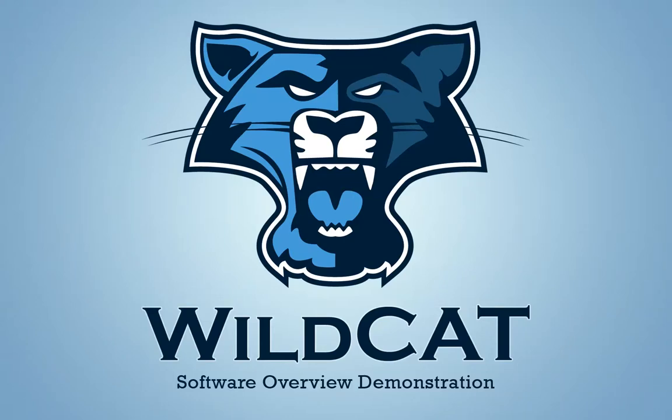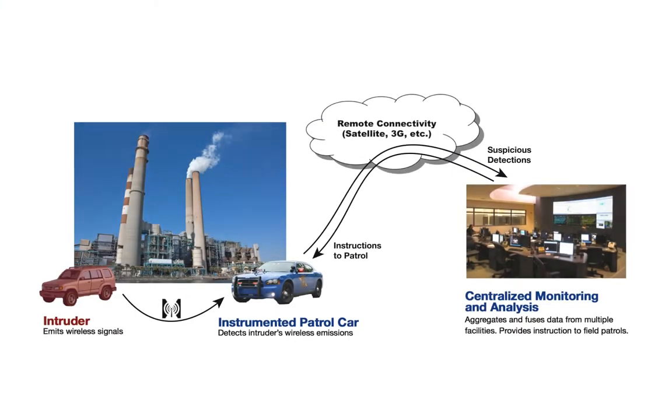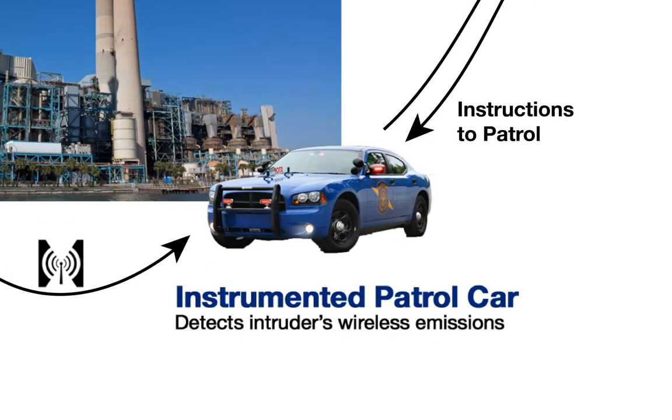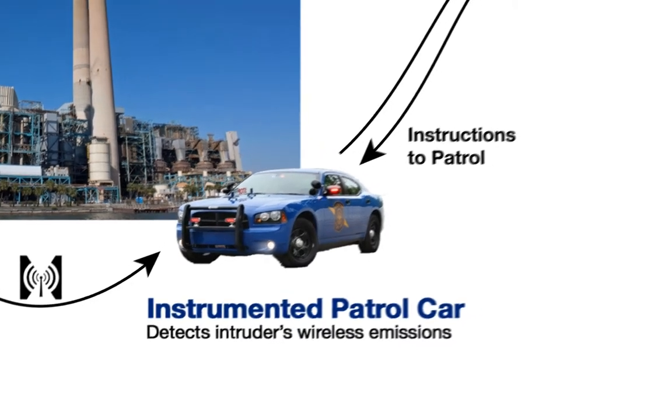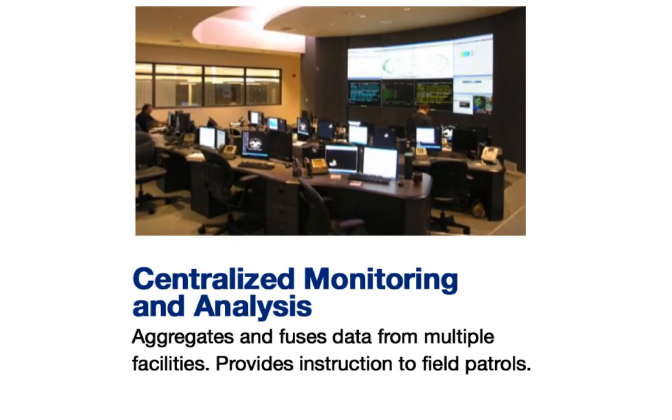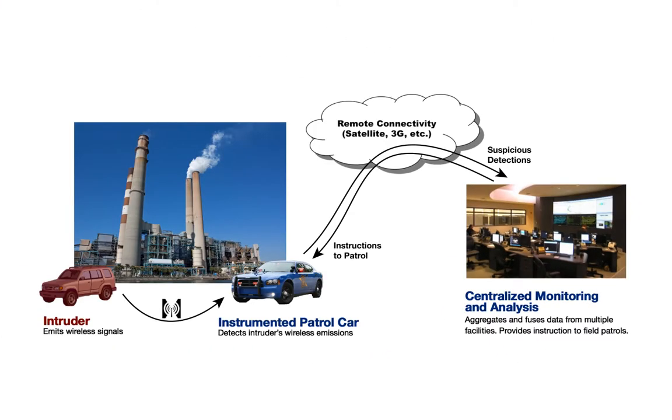This is a demonstration of how our WildCAT system can be used to monitor and defend wireless networks. WildCAT is used to collect and analyze 802.11 wireless data. The WildCAT detector is installed in the trunk of a patrol vehicle, and when the ignition is turned on, the detector automatically begins to collect wireless data and send it to a central analysis facility, where analysts use the WildCAT software to sift through the data to uncover threats.